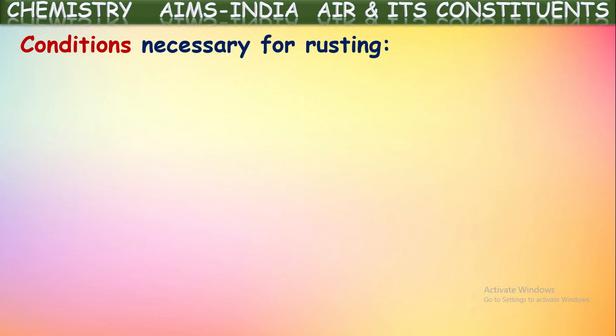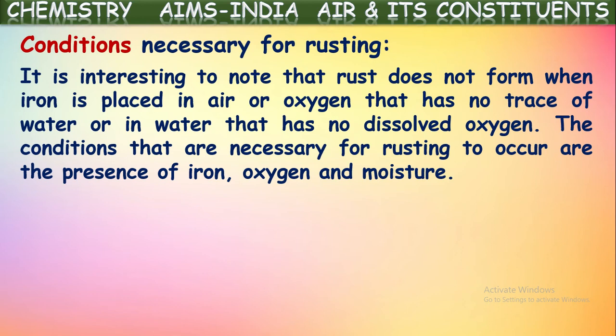So, what are the conditions necessary for rusting? If we know the conditions necessary for rusting, then we can prevent rusting. Let us see what conditions are required for rusting. It is interesting to note that rusting does not happen when iron is placed in air or oxygen that does not have any traces of water or water vapor, or in water that has no dissolved oxygen.